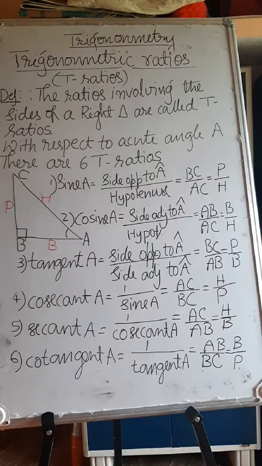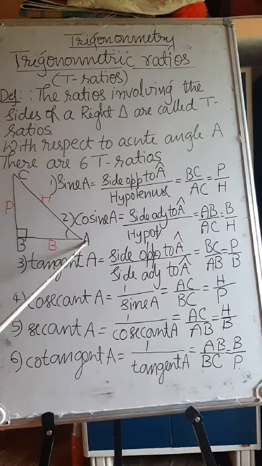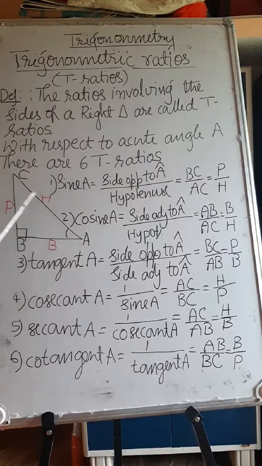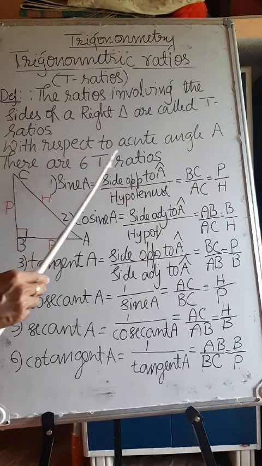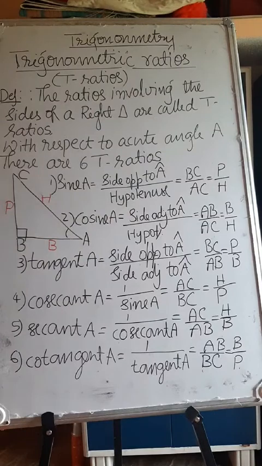Always T ratios are considered with respect to an acute angle. Here is the acute angle, and right from the beginning we are going with respect to acute angle A. Therefore, in this case also we are going to study 6 T ratios with respect to the acute angle A. What do you mean by T ratios? The ratios involving the sides of a right triangle. In this right triangle ABC, we are going to study 6 T ratios with respect to the acute angle A.